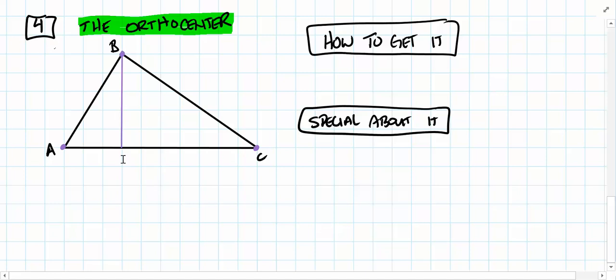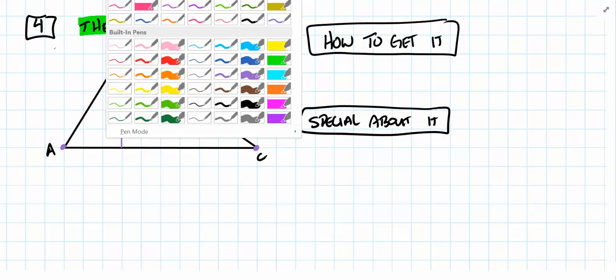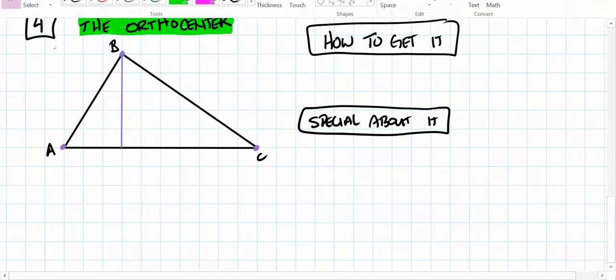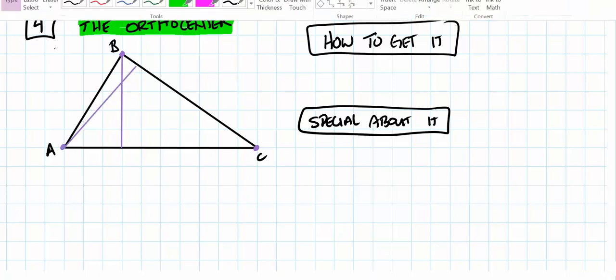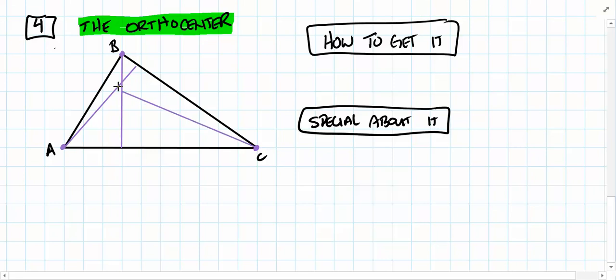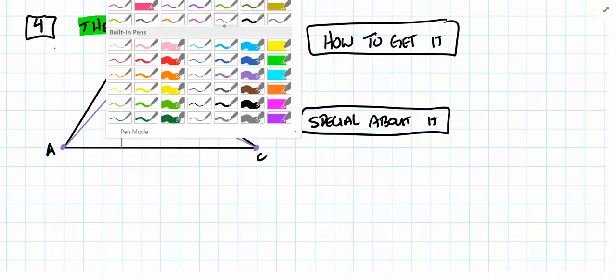From vertex A, I'm going to go perpendicular to the opposite side, and that would be somewhere about here. You guys agree with that? Okay, good. And then I would go from vertex C, perpendicular to the opposite side, and we have another set of concurrent lines. They meet right here. This is called the orthocenter.